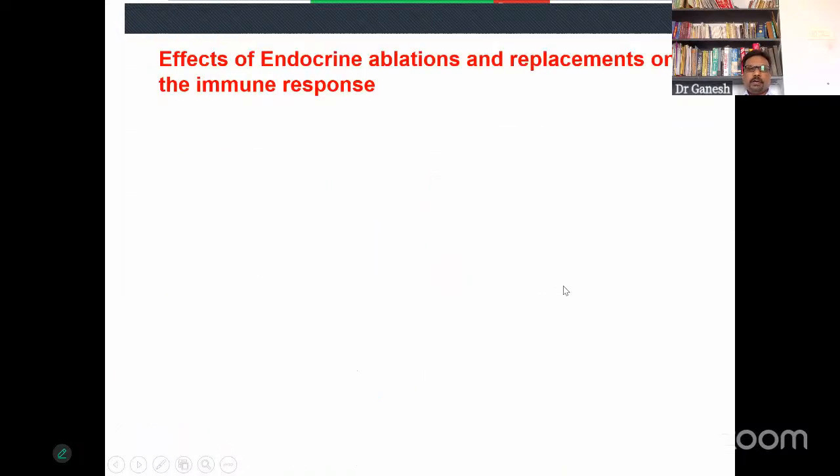Now let us look into the effects of endocrine ablations and replacements on immune response. Endocrine ablation means the gland is being removed. The gland in this case means the gonads are being removed. It can be removal of the testes or removal of the ovary. And then supplementation of testosterone or estrogen can be provided to see what happens in the absence of the gonads, and when we replace the steroid hormones again, whether the effects on the immune response are being restored or not has been studied.